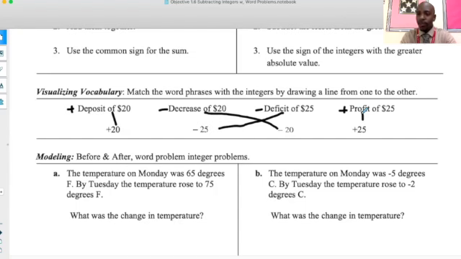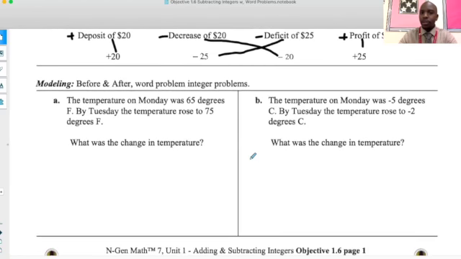What was the change? What was the difference, right? These words are indicating, can you take what happened after and minus the before? And let me show you what that looks like. So the temperature on Monday was 65 degrees. By Tuesday, the temperature rose to 75 degrees. So if we were to make a chart, we can notice that Monday, 65 degrees Fahrenheit, Tuesday, 75 degrees Fahrenheit. What was the change in temperature?